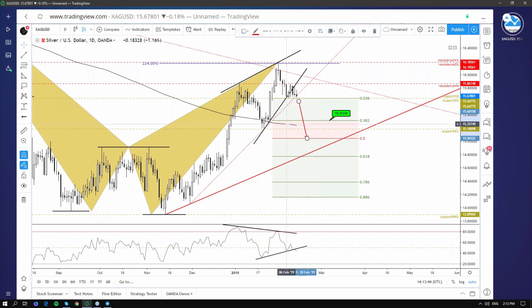200 moving average pointing between the 38 and the 50% retracement, weekly support between those levels too. So I will not be surprised at a minimum of 38% retracement in order to respect this previous structure support level, in order to keep trading above this level at 1531. So this is my minimum expectation for silver.